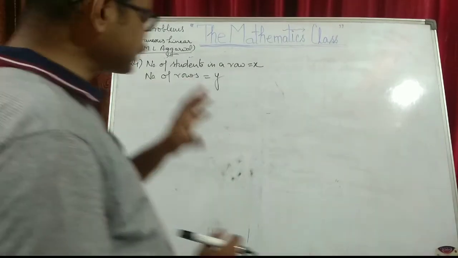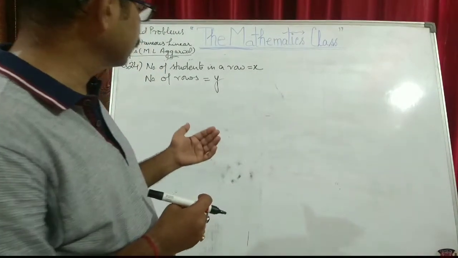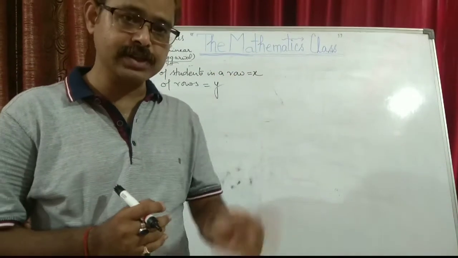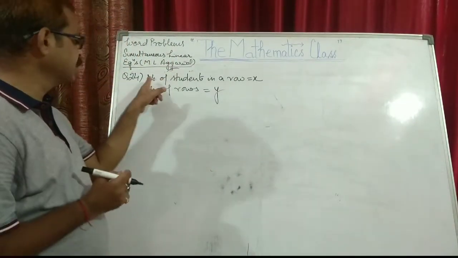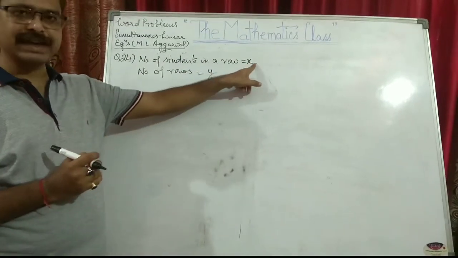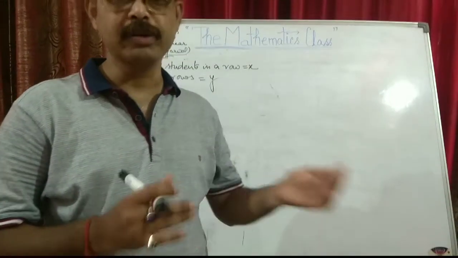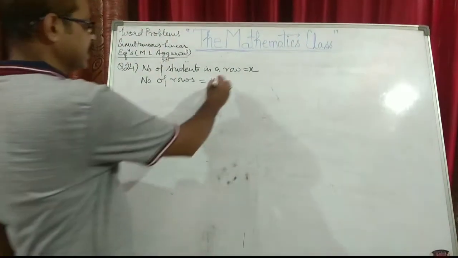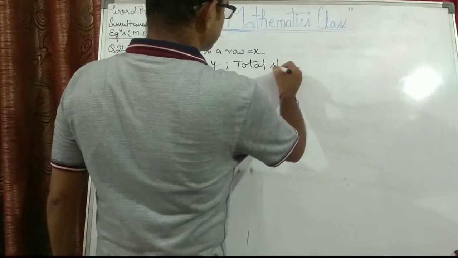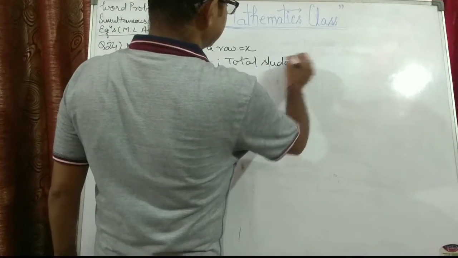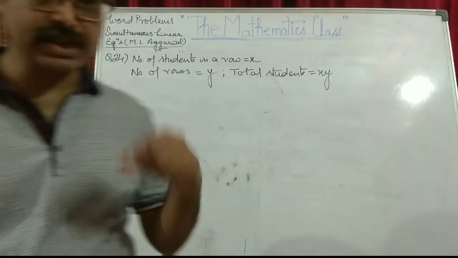So, basically what is the question about? Suppose you all are standing in the assembly and there are X students in a row and the total number of rows is Y. So that is what we have assumed. Let the number of students in a row be X and the number of rows be Y. So what will be the total number of students? Obviously X into Y. So total students will be XY. It is very simple, right? Now here is the condition that comes.